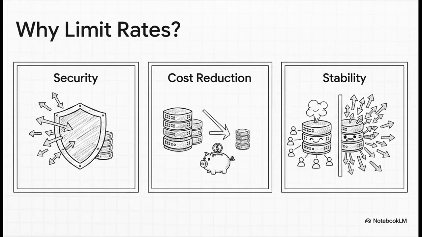Okay, so there are three huge reasons. First up is security. This is your main line of defense against what are called denial-of-service attacks, where someone just tries to drown your system in traffic. Second, it's about the money. Fewer junk requests means you need fewer servers, and that saves you cold, hard cash on your cloud bill. And finally, and maybe most importantly, it's about stability. Rate limiting makes sure the whole system stays up and running for all the legitimate users, preventing a catastrophic crash.